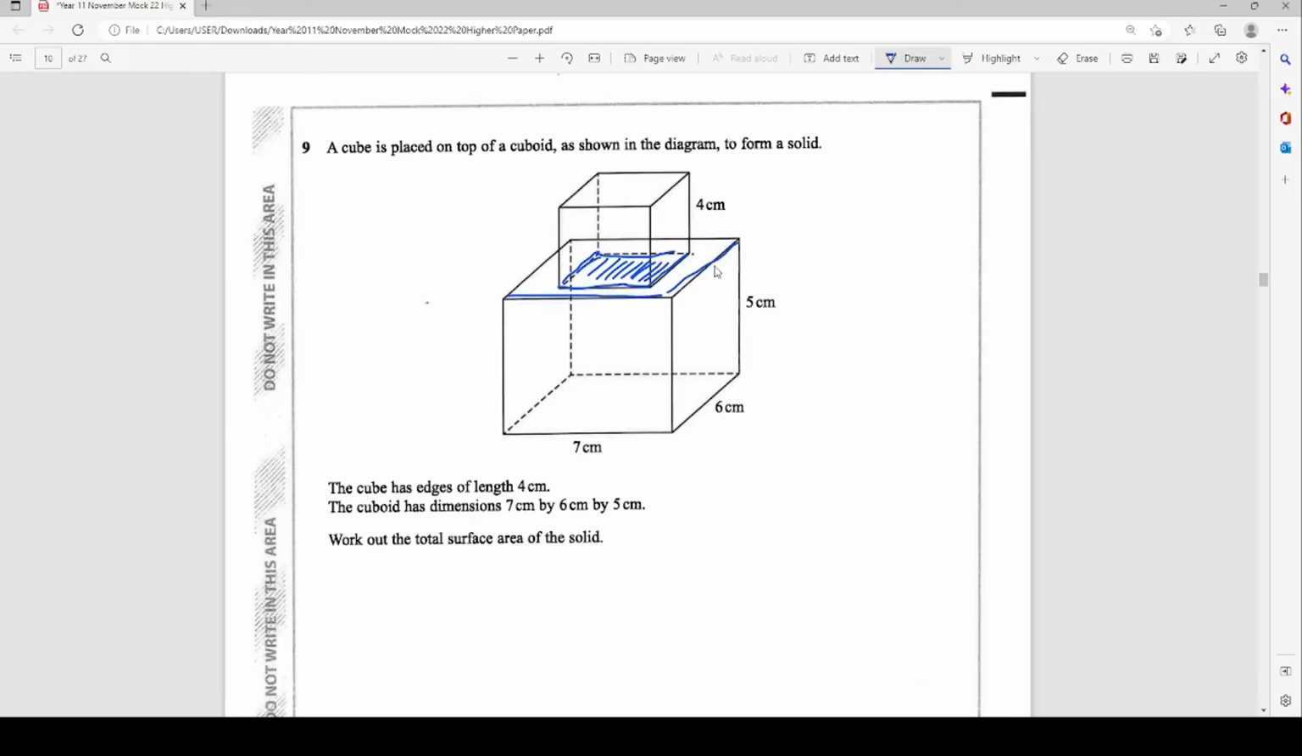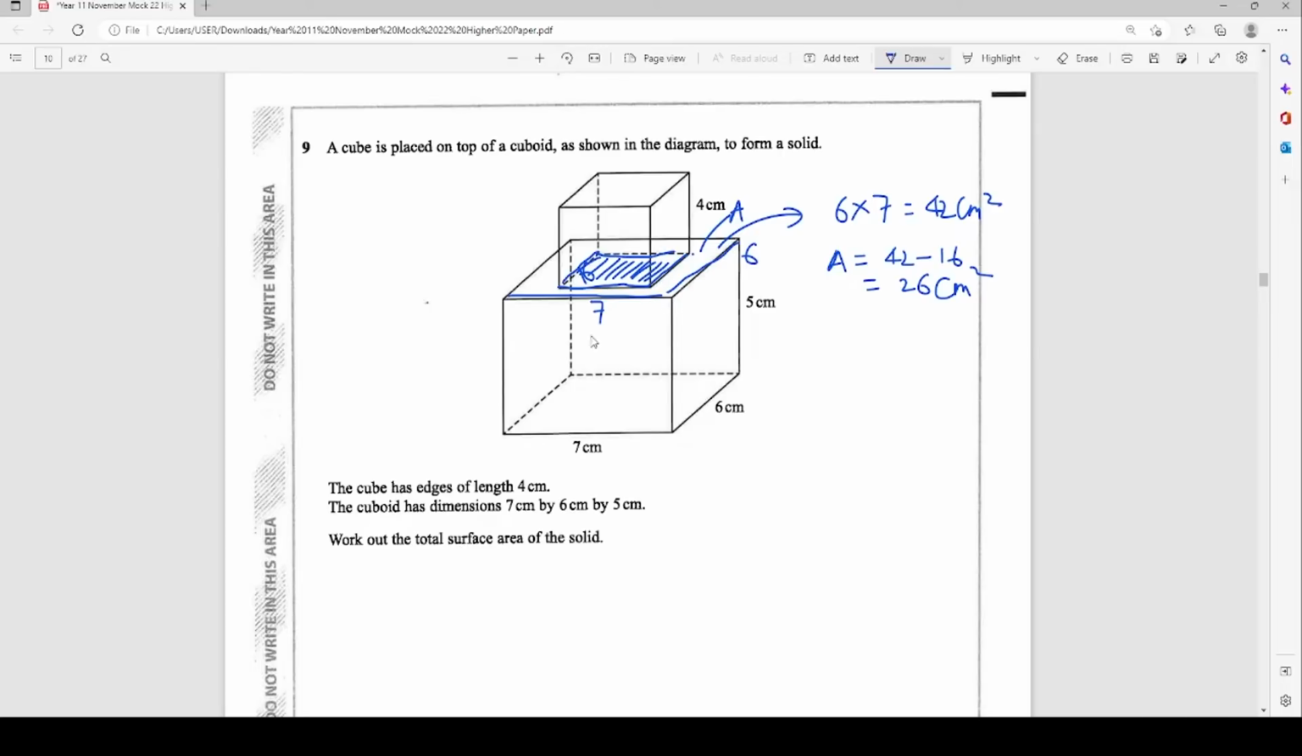So what would be the area of the top? Let's find that. It would be 6 times 7, which is 42 centimeter square, out of which I will remove this area, which is 16 centimeter square. So let's call this surface A. The area that we are going to consider of surface A is 42 minus 16, which is equal to 26 centimeter square.